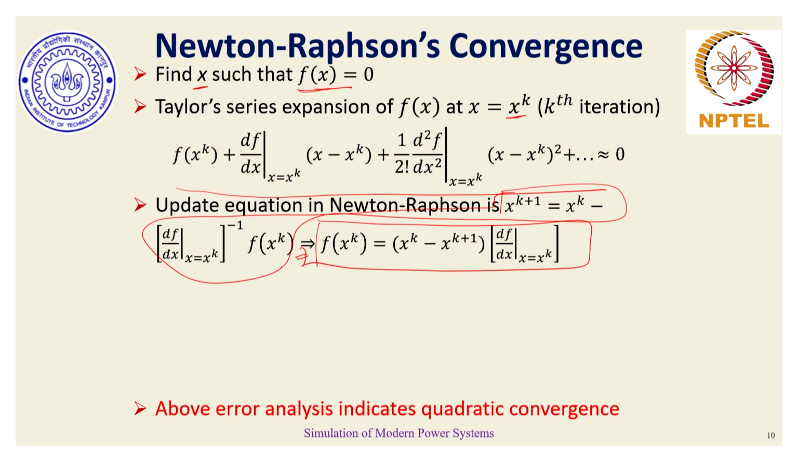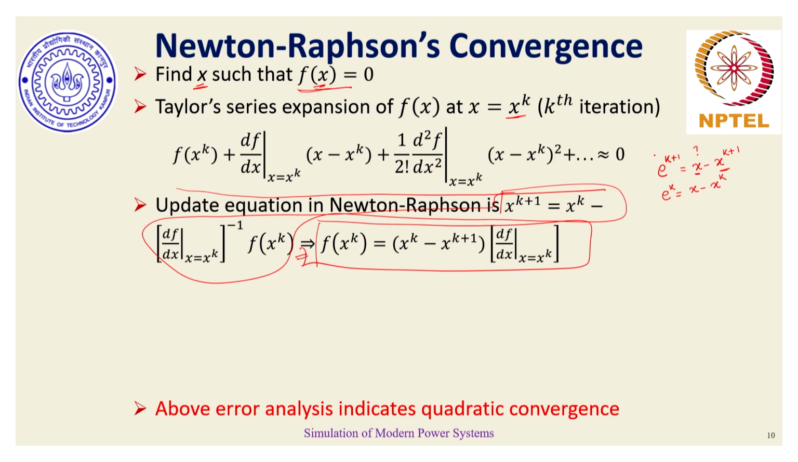Now, in order to understand the convergence pattern of the Newton-Raphson update equation, I'll follow the same terminology that I did in the Gauss-Seidel method. That is, I'll define the error in the (k+1)th iteration to be x minus x(k+1), where x is the actual x for which f of x should be 0, and I don't know that value of x yet. But in every iteration, I know what is xk and the corresponding x(k+1). Similarly, I will define the error in the kth iteration to be x minus xk.